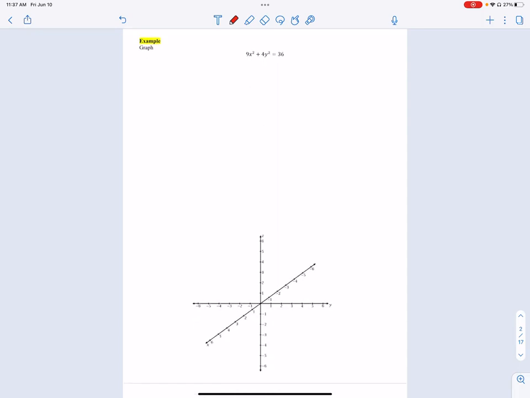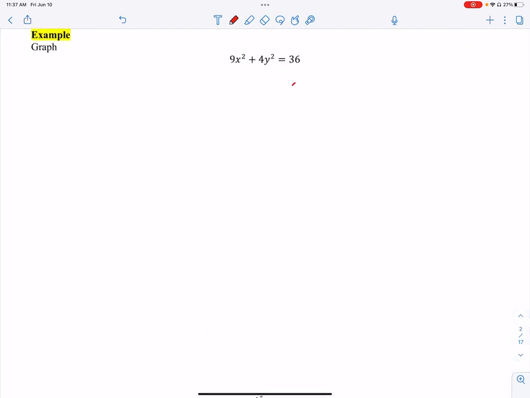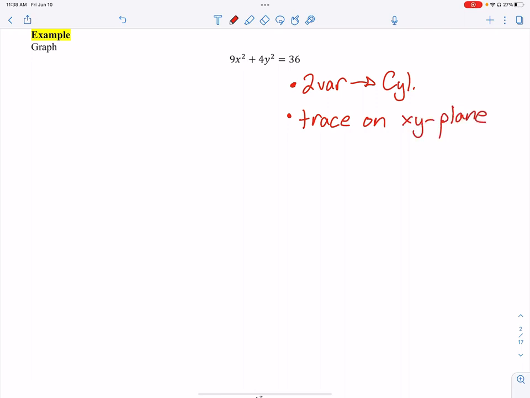So let's take a look at this example. First thing we're going to do is make sure that it is a cylinder before I start using this technique. All right, so it does have two variables. So that tells me that's a cylinder. It also, the trace is on the XY plane because those are what are there. And then this is going to be directed along the Z-axis. So it's going to be running up and down.